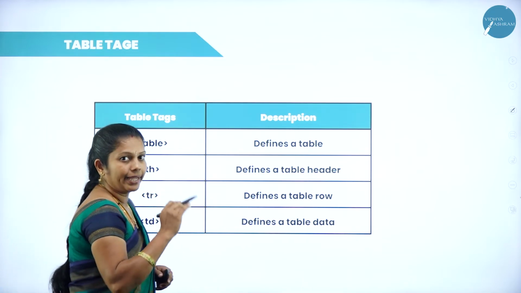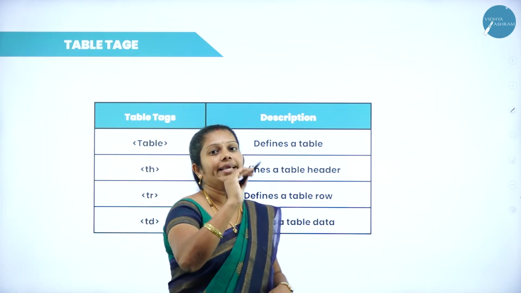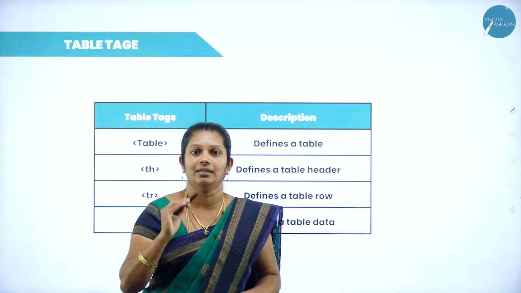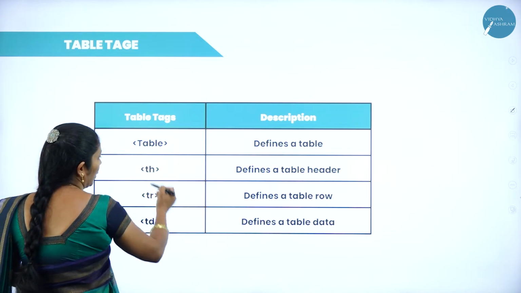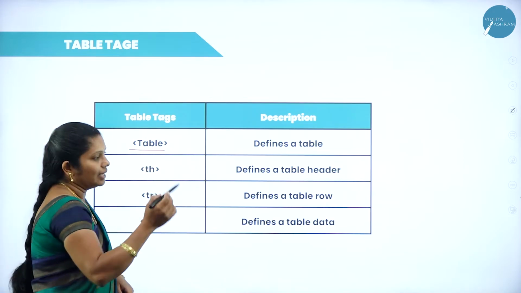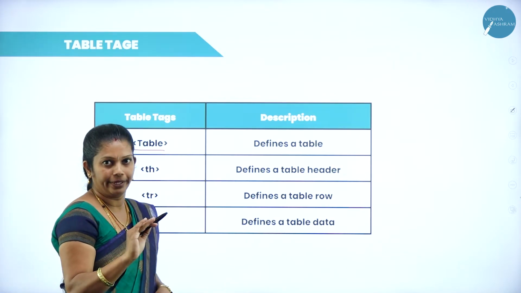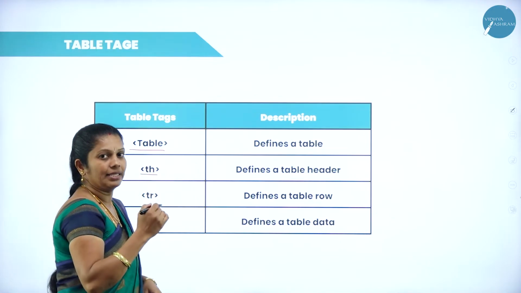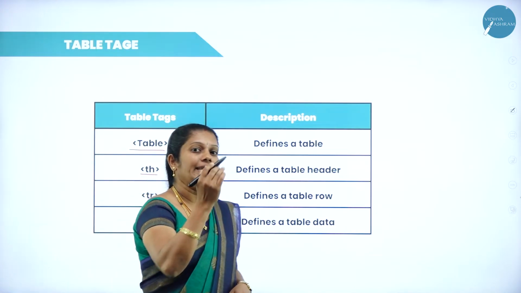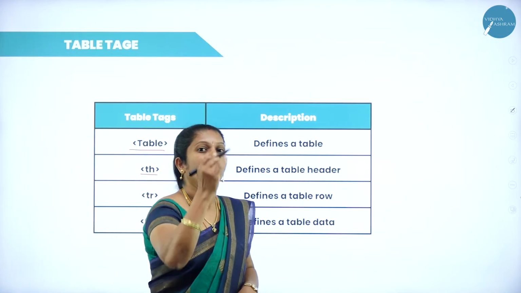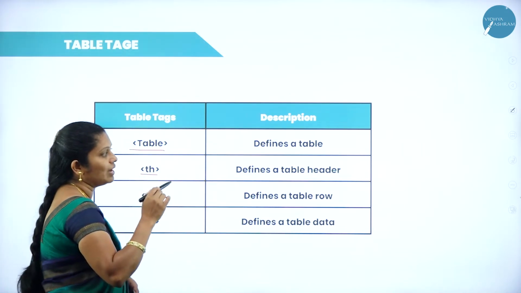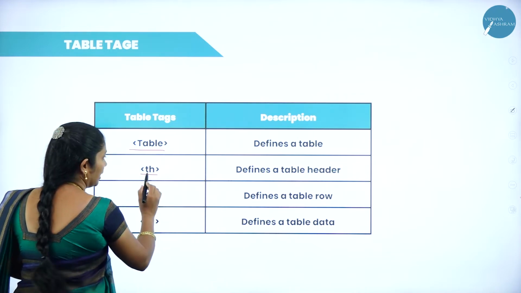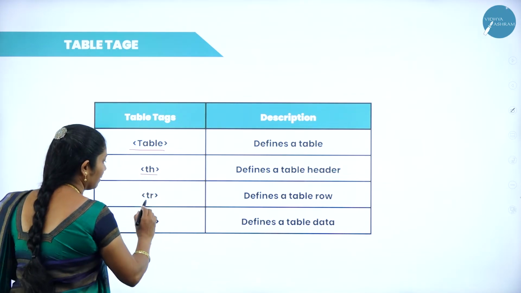A table tag helps to insert a table or create a table by using HTML. On this, we have few elements like table tag. This helps to create one new table. And TH, by this, we can give the data with a heading format. That is table heading. It defines a table header. TH stands for table heading.